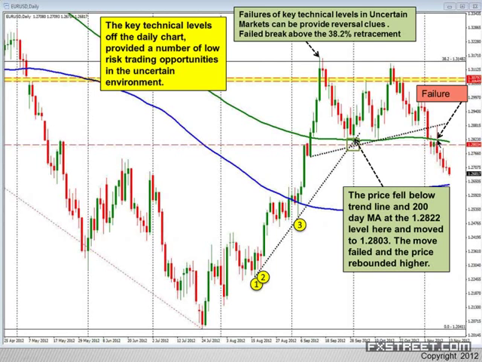What was the response to the election? Sell the dollar. So the euro went up, and where did we go? We went up to the underside of this trend line, actually. And the market failed. The market failed above that 200-day moving average, and that started the move to the downside.